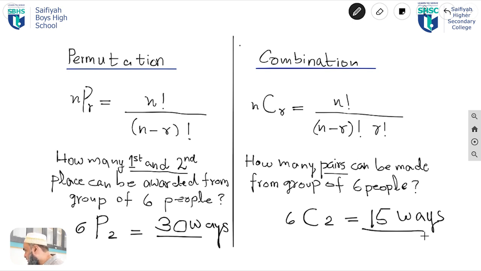So as you can see, in combination the number of ways is less than in permutation, because in combination the order does not matter, while in permutation order is very important.